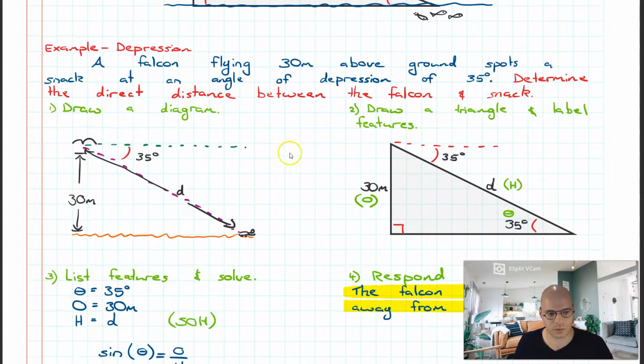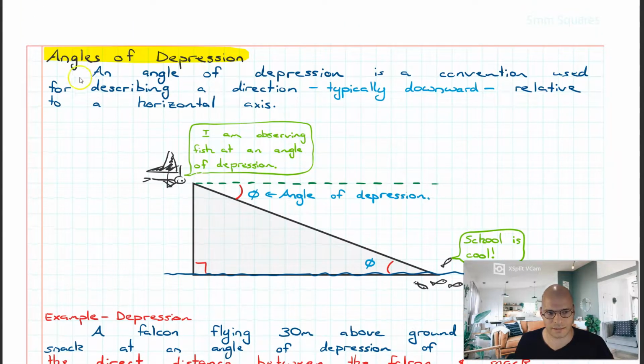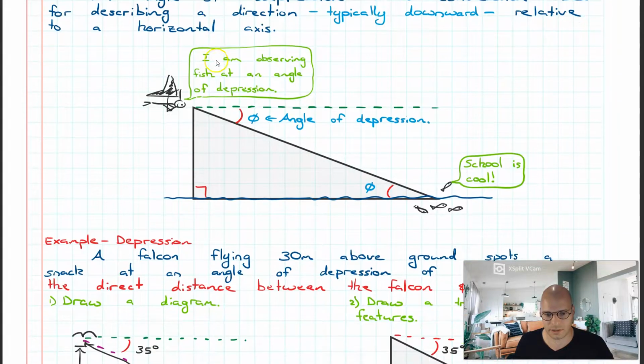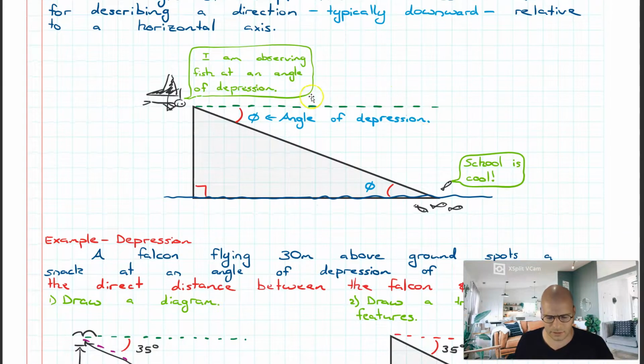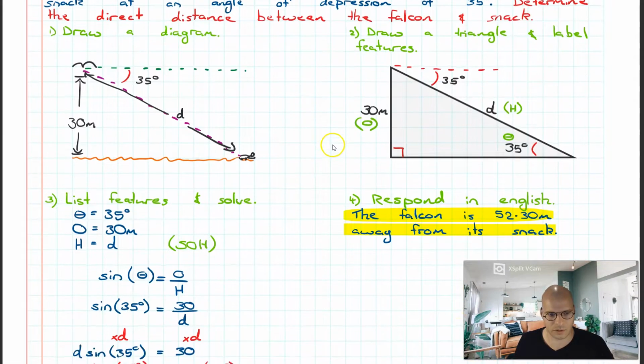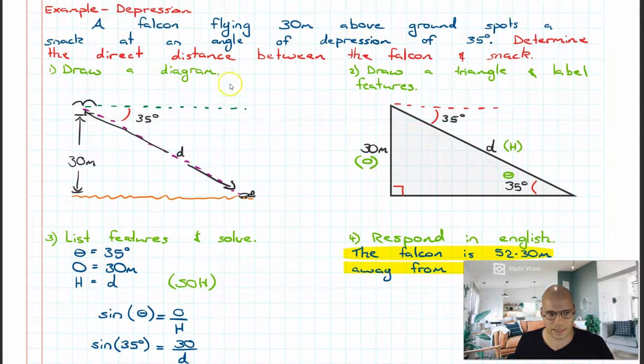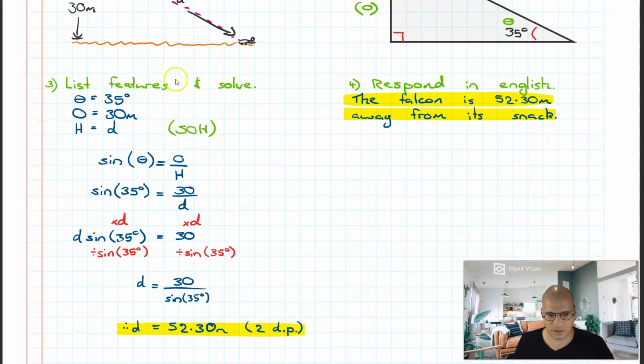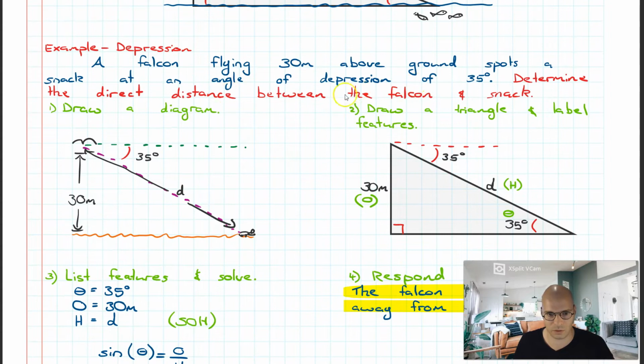Thus concluding this example. So in summary, what we had a look at in this video was we unpacked the idea of angles of depression, we had a look at how to set out a situation involving an angle of depression, and then we had a look at how we can solve a problem. That being, we first draw a diagram that illustrates the situation, we then draw a triangle and label its features, after which we simply solve it like it's a standard run-of-the-mill trigonometric question, and then we respond back in English because it was a verbal question.